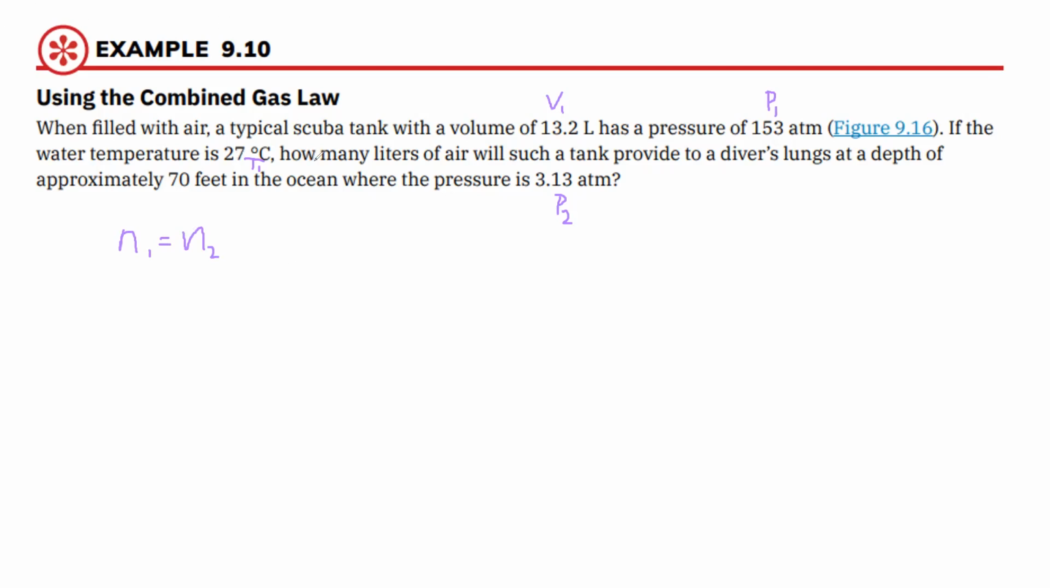And then if we go back to this last sentence, how many liters of air will such a tank provide to a diver's lungs at the depth of 70 feet where the pressure is 3.13? So we're ultimately going to be looking for V2. So we've got V1, we're looking for V2. We've got P1, we've got P2. We've got T1, we're missing T2 though. So what this is telling us is the water temperature is 27 degrees.